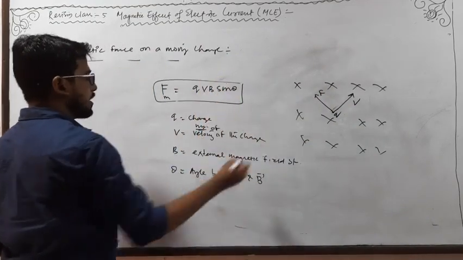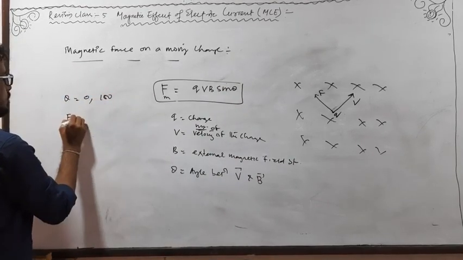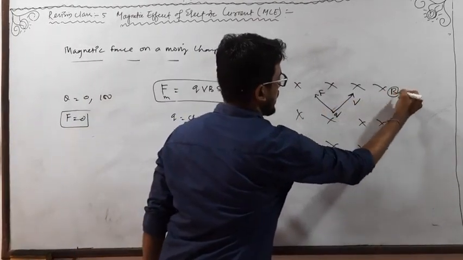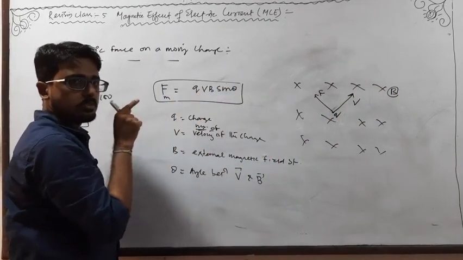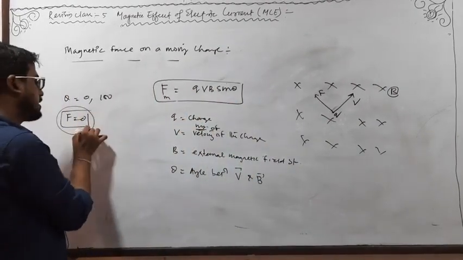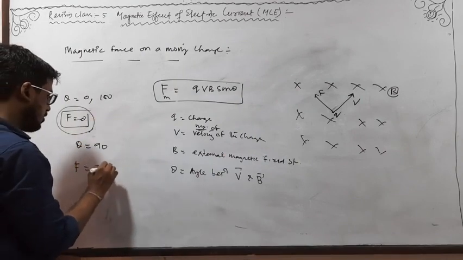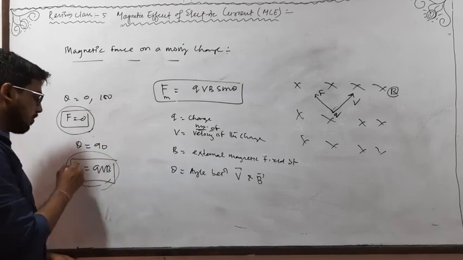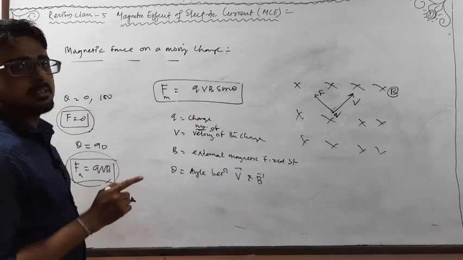So from this expression we get, if theta equals 0 or 180, then F equals 0. That means if the charge is moving in an external magnetic field of strength B in such a way that the angle between the magnetic field strength and velocity vector is 0 or 180, either the charge moving along the direction of the magnetic field or opposite to it, then the force acting on it will be 0. And if theta equals 90, the magnetic force will be maximum, which is equal to qvB, because sin 90 is 1. So this is the maximum magnetic force acting on a moving charge when the angle between the direction of motion or velocity of the charge and the magnetic field strength is 90.